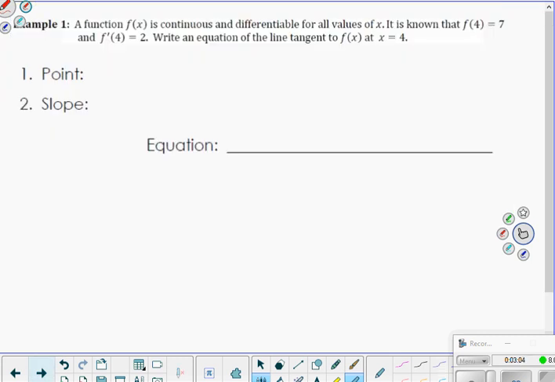Example 1: a function f of x is continuous and differentiable for all values of x. It's known that f of 4 equals 7 and f prime of 4 equals 2. Write an equation of the line tangent to f of x at 4. So we want a tangent line at 4. Go see if you can highlight key information provided.